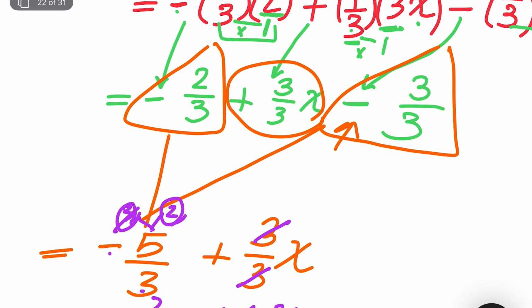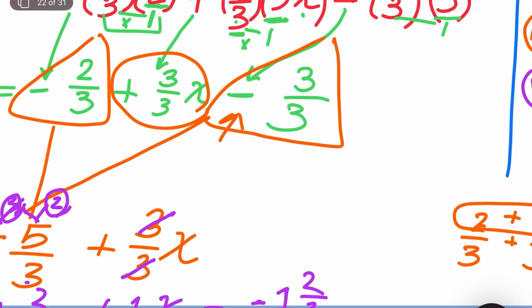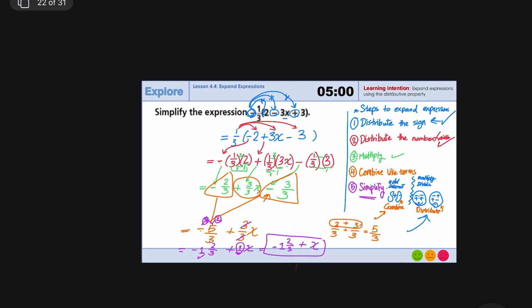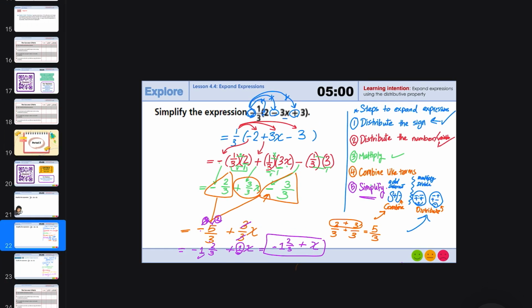Now just make sure to rewrite it in a nicer way. It's going to be negative 1 and 2 over 3 plus, not 1x, just write it plus x. This is much nicer. No need to write the 1. Only number 1. If it was another number, you have to write it. And that's it. I'm done.